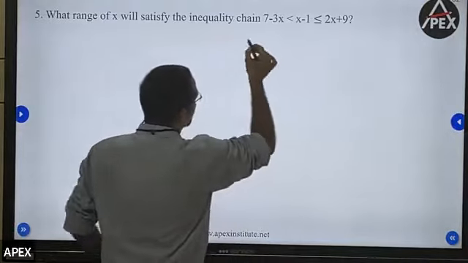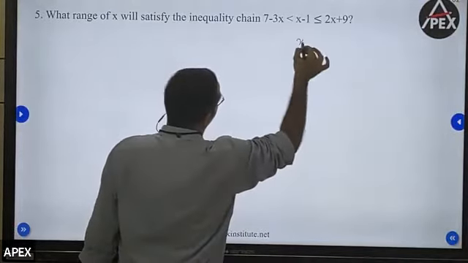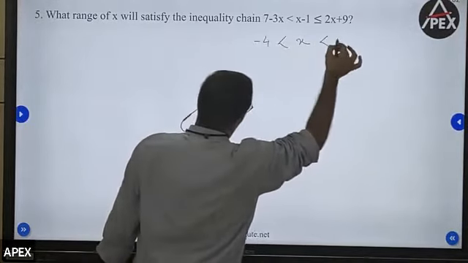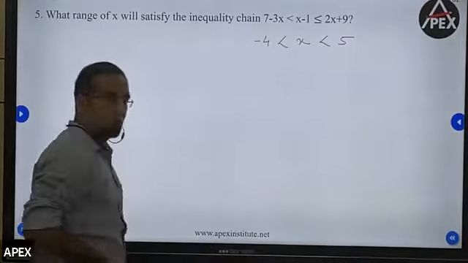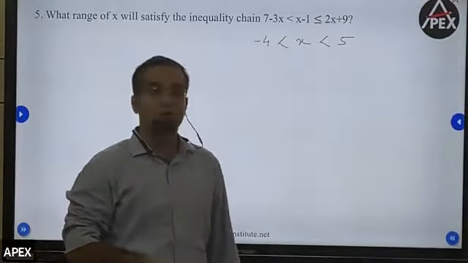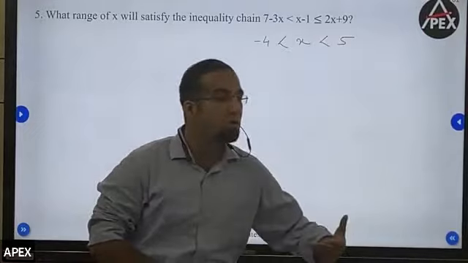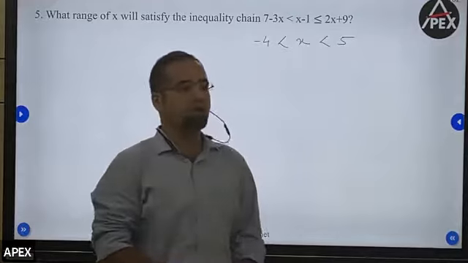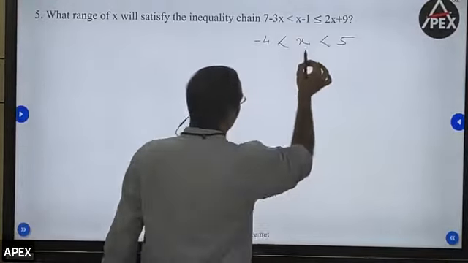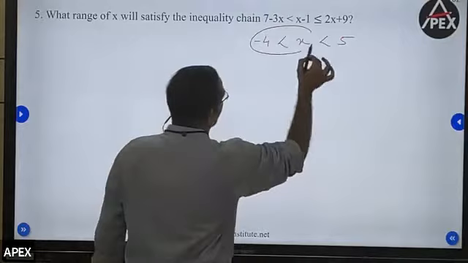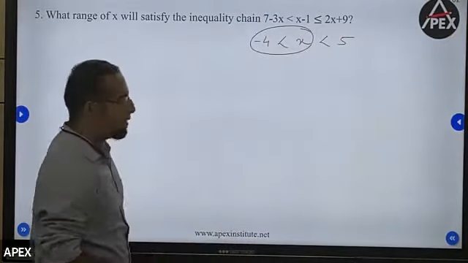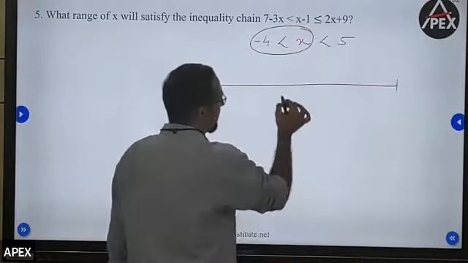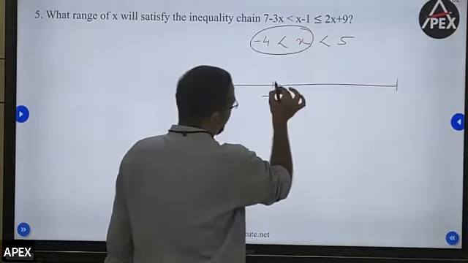If I am given this, let's say you ask this question to yourself. Whenever you have a doubt, how do you read this in an inequality? x is greater than -4, and x is less than 5. If you take them separately, we take x is greater than -4. All the values to the right of -4 will satisfy.